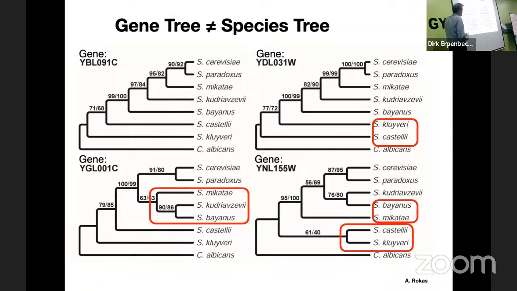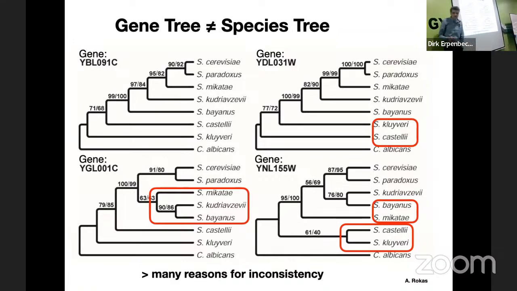You see here, these guys are different. These guys have a different relationship. These have a different relationship. They're all beautiful trees correctly reconstructed from a certain gene, but they show different results. These inconsistencies are the reason why we still don't have the final phylogenetic answer to all, and we still have to wait for the time machine.